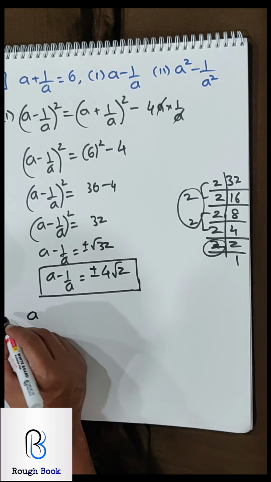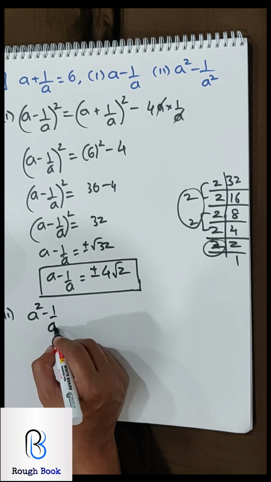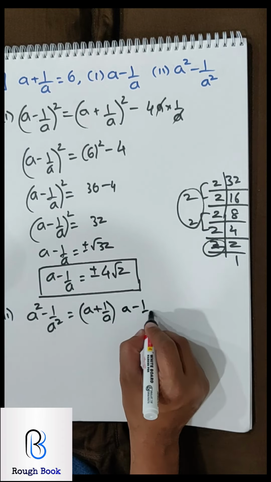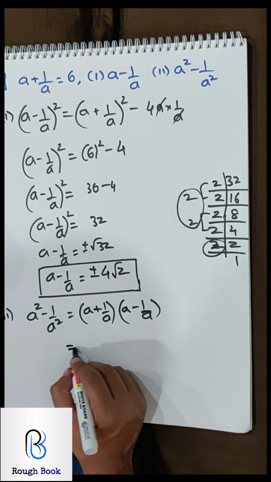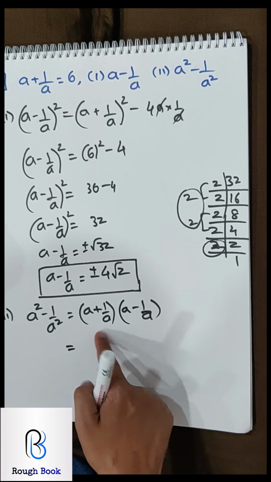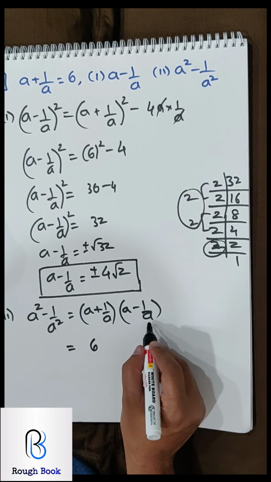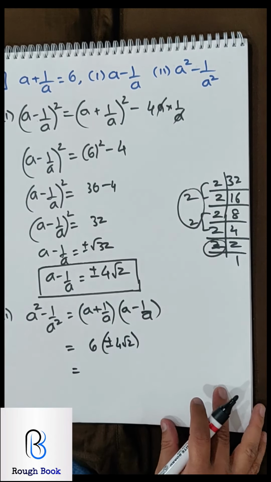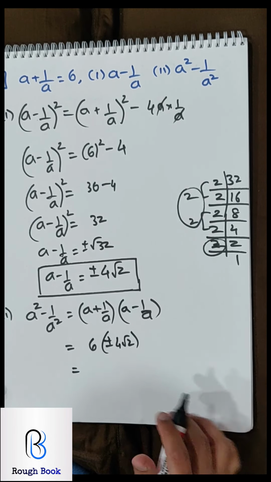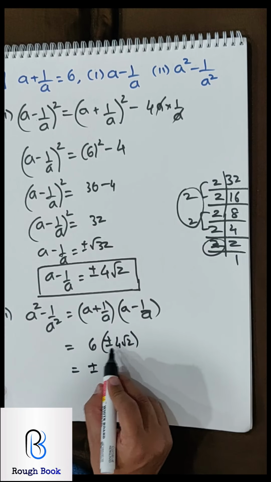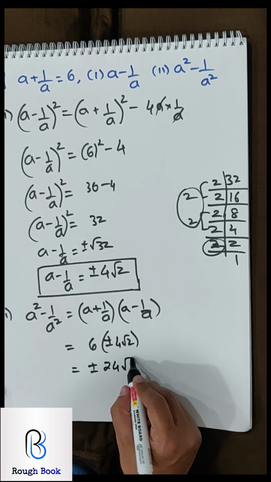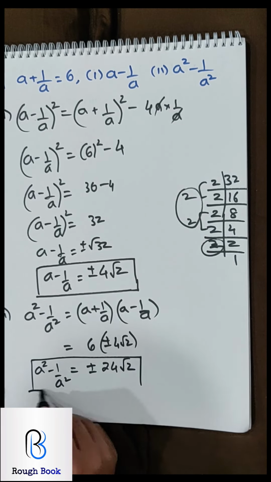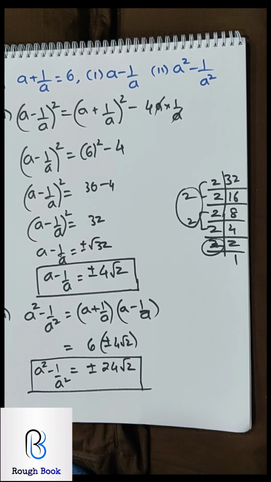Now for the second part, a square minus 1 upon a square is (a plus 1 upon a)(a minus 1 upon a). So all the formulae that we wrote in the start are very important. So this becomes 6 and this becomes plus minus 4 root 2. Everything that we learnt in rational irrational is going to be helpful now. Plus minus, outside multiplies outside, inside stays as it is. So we managed to get our answer, which is plus minus 24 root 2.